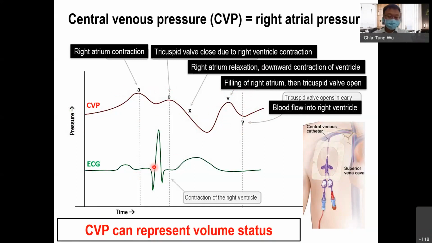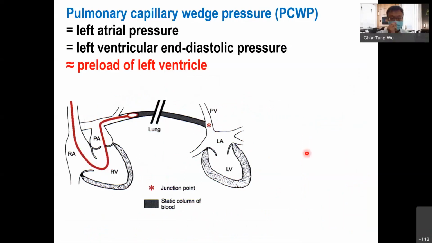So why do we measure CVP? CVP can represent the preload of the right heart, and also the volume status of our body. Another hemodynamic monitor that we may measure when people get shocked is the PCWP, pulmonary capillary wedge pressure. How do we measure this wedge pressure?